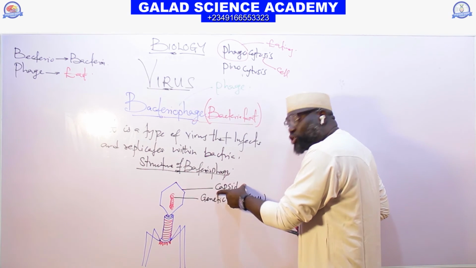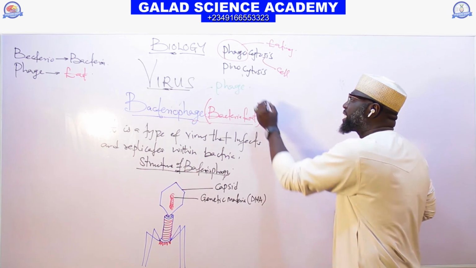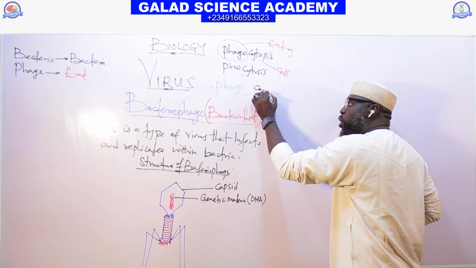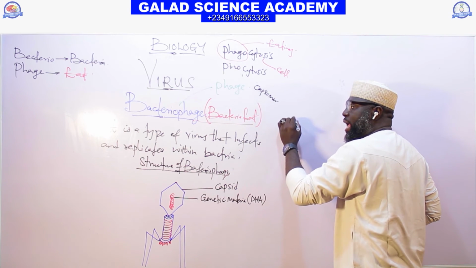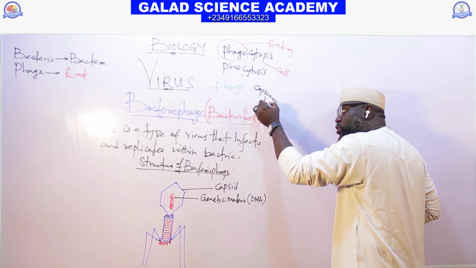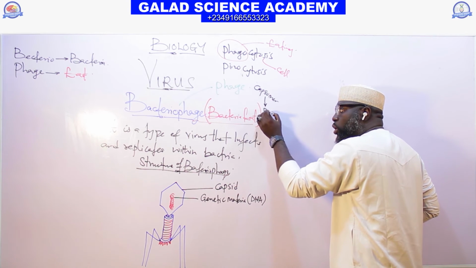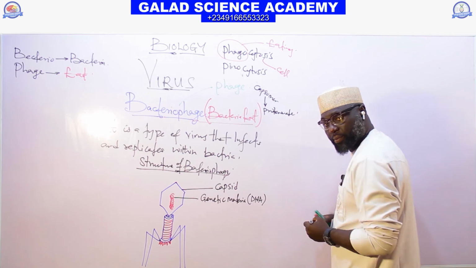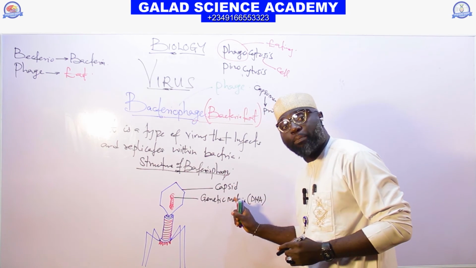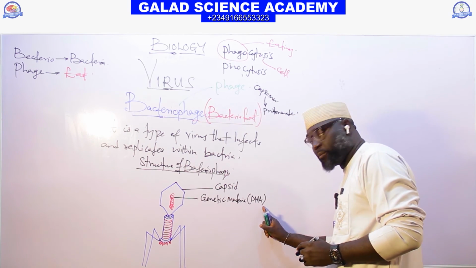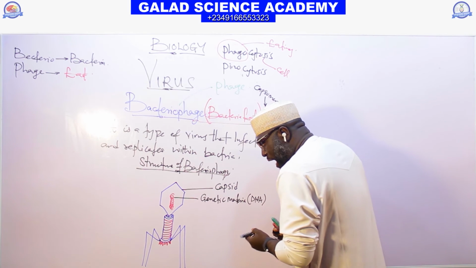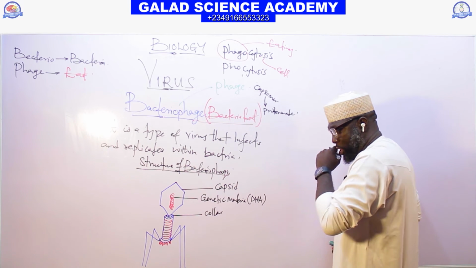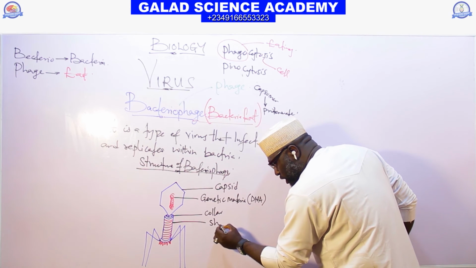But the basic unit of capsid, don't forget, is the capsomere. And this capsomere is also comprised of the smallest unit called protomer. So the capsid is a protein coat that surrounds the genetic material. Good. And here we have what we call the collar. This place is what we call the sheath.